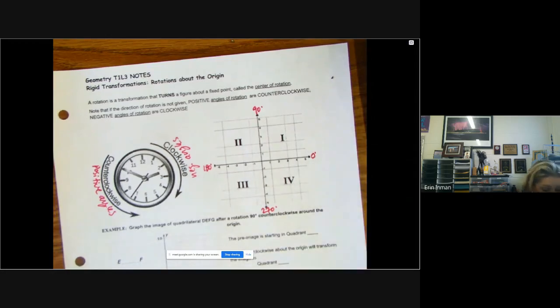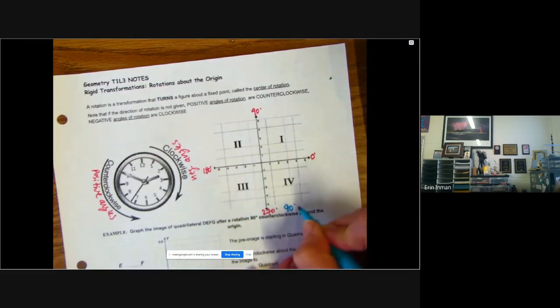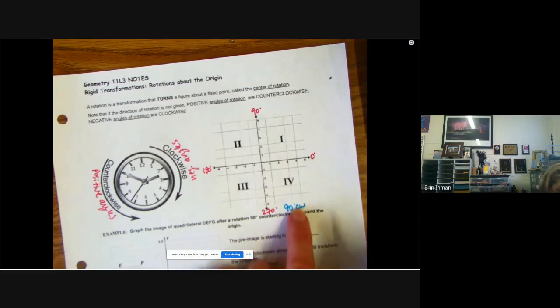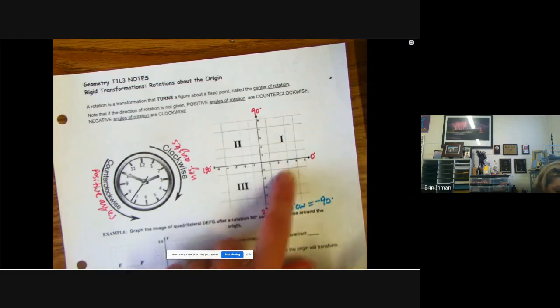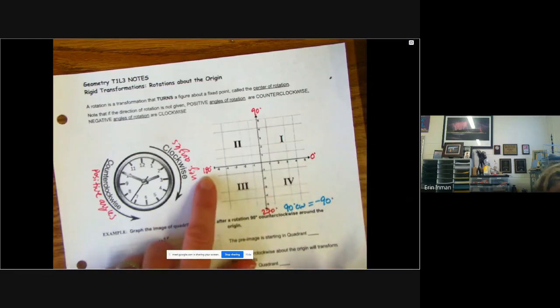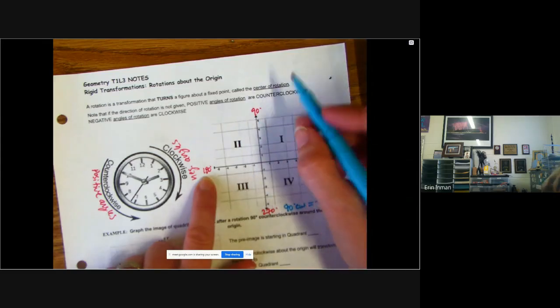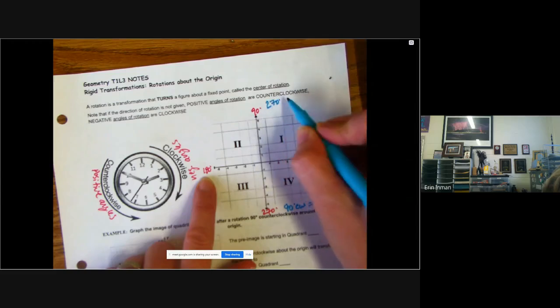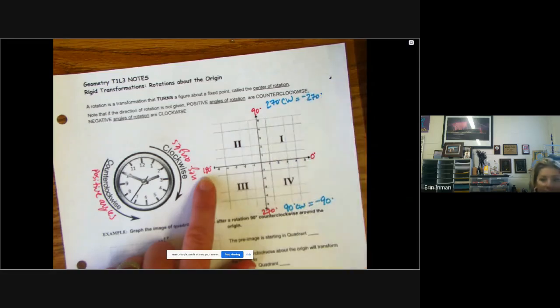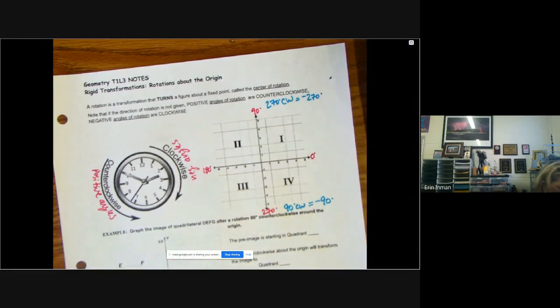If I'm going the opposite way, doing clockwise, they might say 90 degrees clockwise, which I'm abbreviating here, or they might say negative 90 degrees. If I went 180 degrees clockwise, I'm still going to end up in the same spot, so you're probably just going to see 180 degrees and it doesn't matter. If I were to do 90 degrees counterclockwise, that's the same as 270 degrees clockwise, which is negative 270. Okay, so just be aware of the directions.